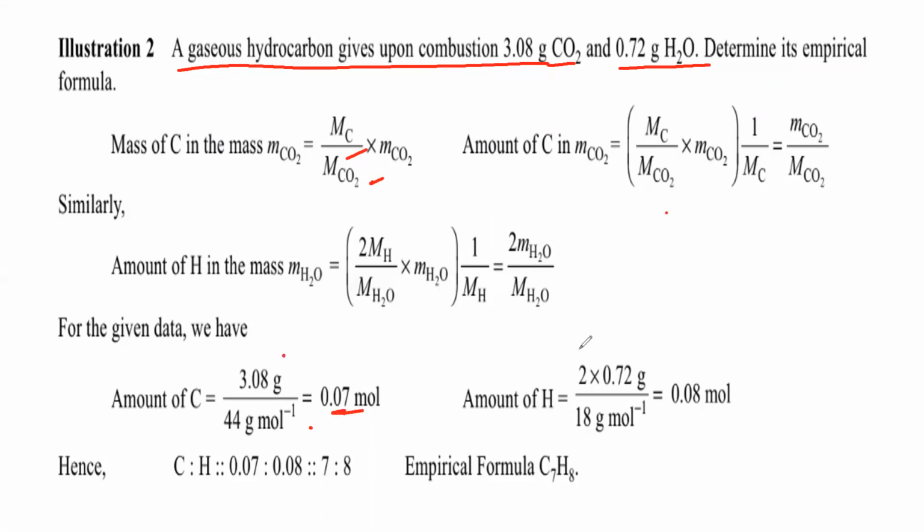The amount of hydrogen is 2 into 0.72 grams by 18, because the water molecule is 18. So that is 0.08 mole. The ratio of C to H is 7 to 8, so the empirical formula of the compound is simple. That is C7H8. They have not asked for the molecular formula, only the empirical formula. These are not whole numbers, so to get whole numbers we have to multiply with 10. So 0.07 into 10 is 7, and 0.08 into 10 is 8. So the answer is C7H8. In this way, you'll get it. This is the second example. Next.